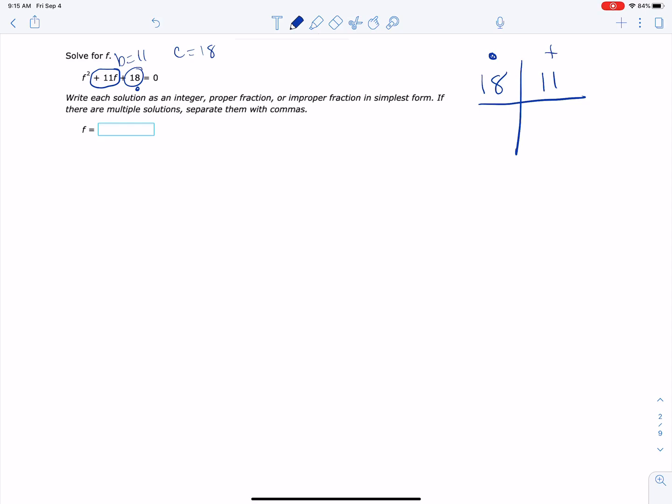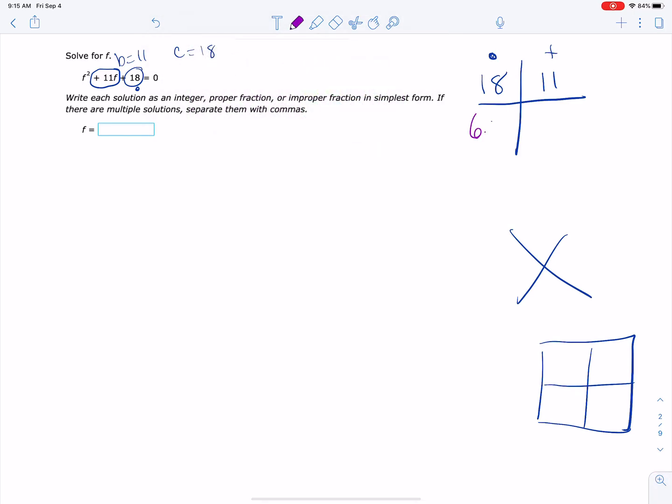Okay, maybe some of you like to do the crisscross or the box method. They're all fabulous, whatever works best. I just do a simple table. Gets to the same thing. So, you can play around. Now, obviously, I'm going to pick the wrong answer first. 6 times 3 is 18, but 6 plus 3 is not 11. So scratch that. You're probably like, it's 9 and 2.